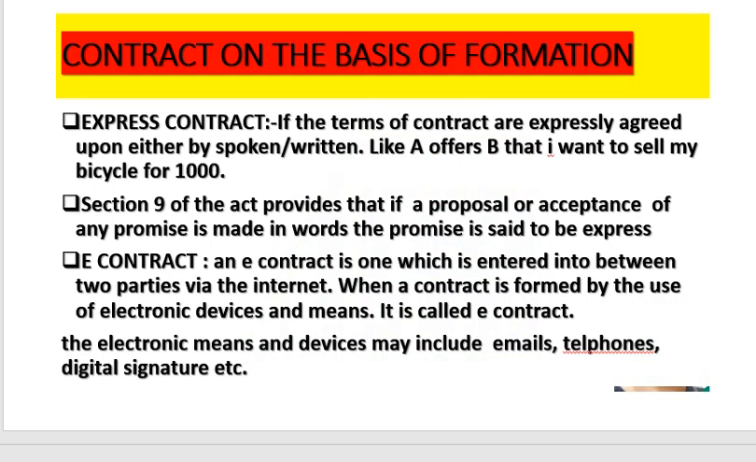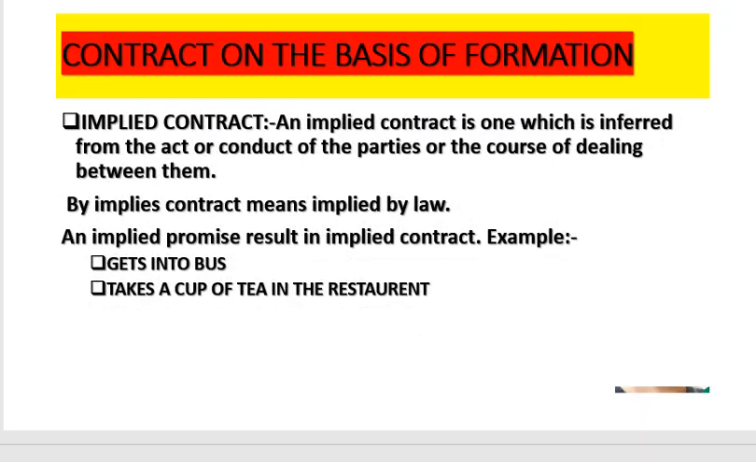Section 9 of the Act provides that if the proposal or acceptance of any promise is made in words, whether spoken or written, then it is said to be an express contract. An implied contract is one which is inferred from the act or conduct of the parties or the course of dealing between them. Implied means implied by law.